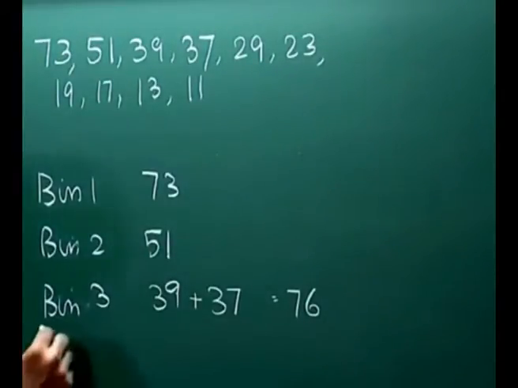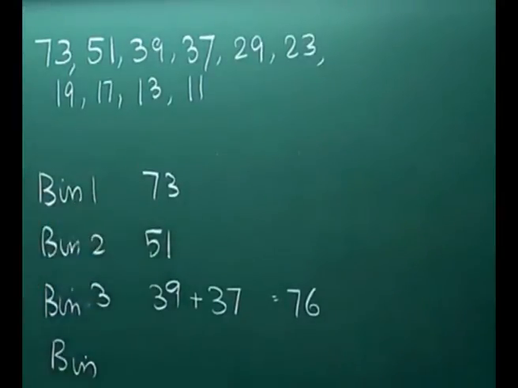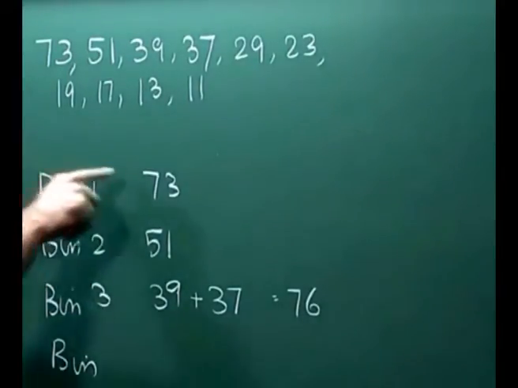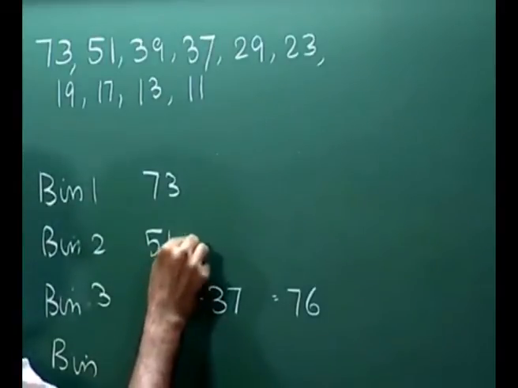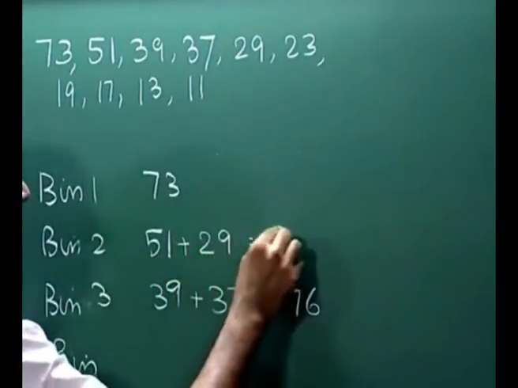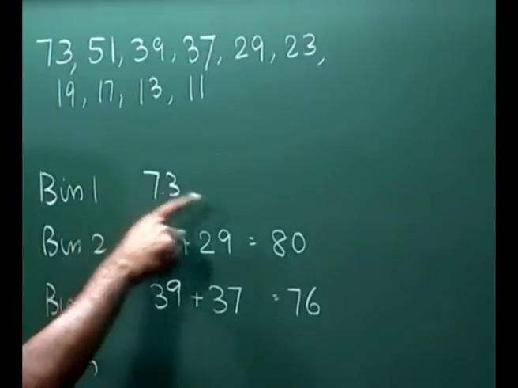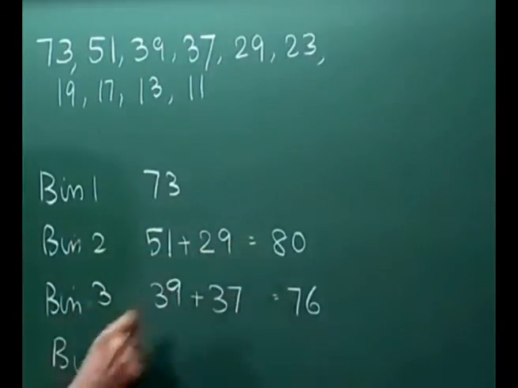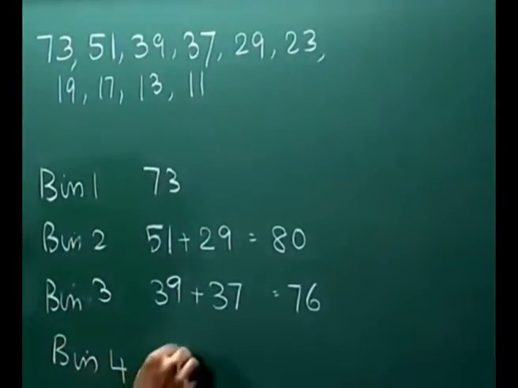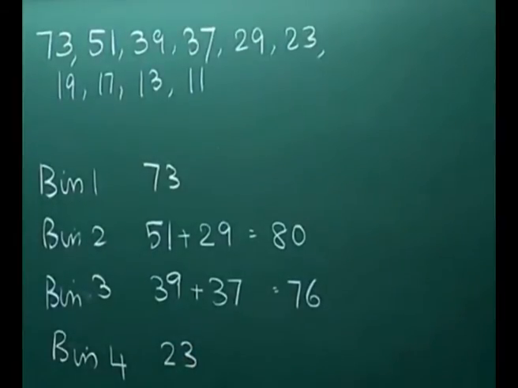Now, take the next item 29, see if it will go to this bin, it will not go, then try this bin. So, it fits in. 51 plus 29 is equal to 80. Now, look at the sixth item with 23, it will not go into this bin, it will not go into this, it will not go into this, create a fourth bin with 23.